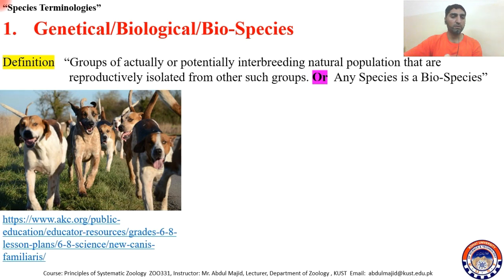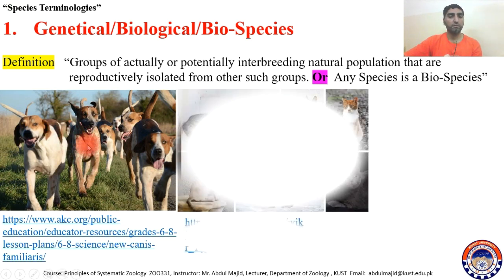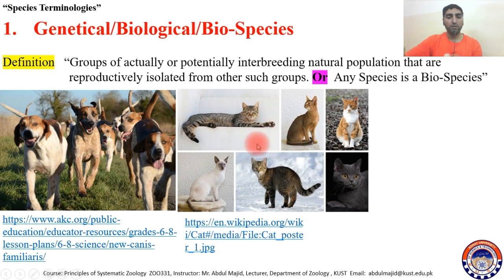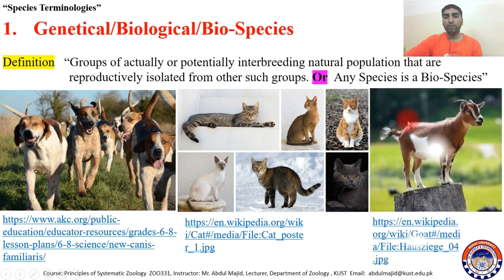Let's take an example of dogs, Canis familiaris, cats, Felis domesticus, and goats, Capra hircus. For example, if a group of dogs is living in Kohat and another group of dogs is living in Lakki Marwat, the group of dogs living in Kohat are interbreeding with each other and producing fertile offspring. So that's a species.